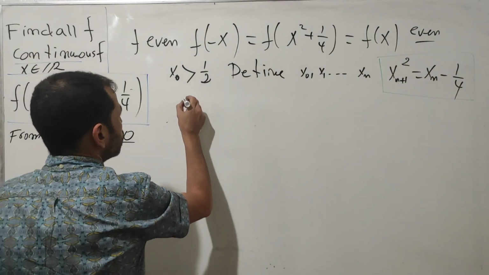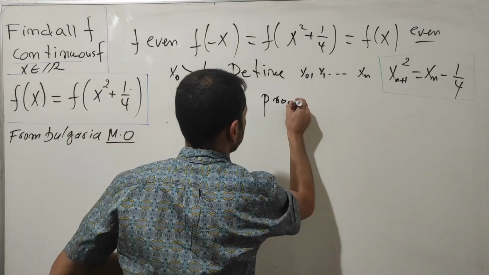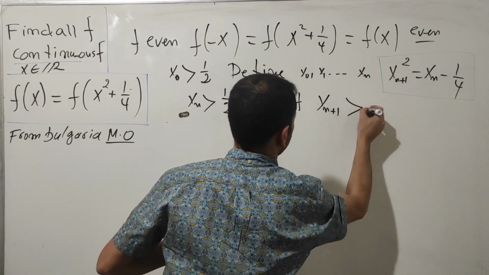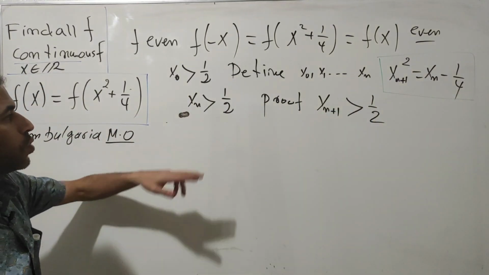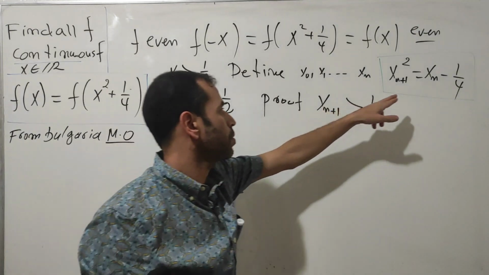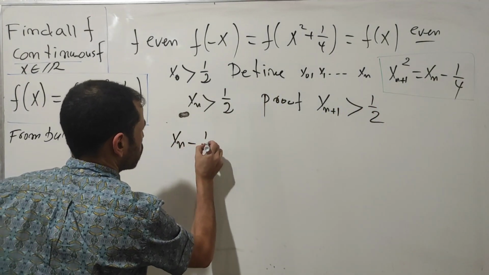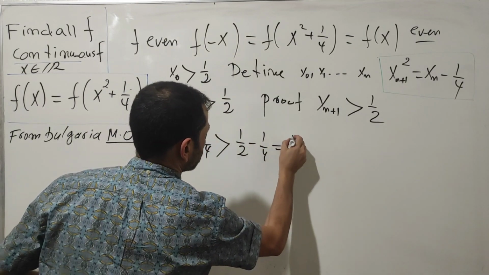So we are going to prove x sub n is strictly superior to half also. We prove x sub n plus 1 is strictly superior to half, okay? It's more simple. What's more simple here, we are going to take the difference, x sub n minus quarter. So we get x sub n minus quarter strictly superior to half minus quarter, which is going to give us quarter, okay?